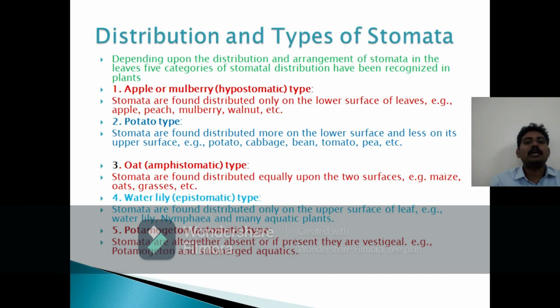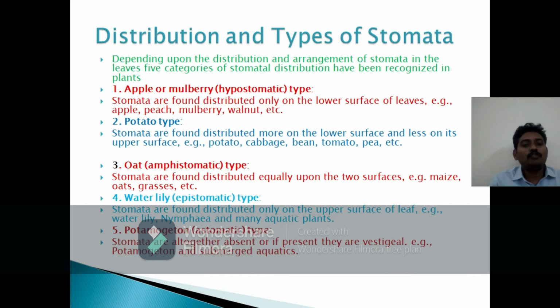The second one is the potato type of stomata. The stomata are distributed more on the lower surface and less on the upper surface. For example, potato, cabbage, bean, tomato and pea have more stomata on the lower surface and fewer on the upper surface. This type is known as the potato type stomata.